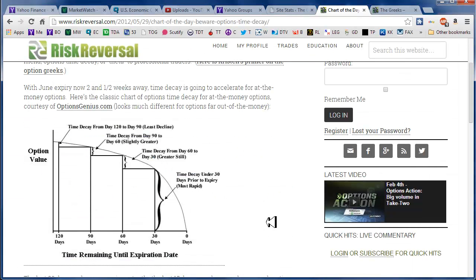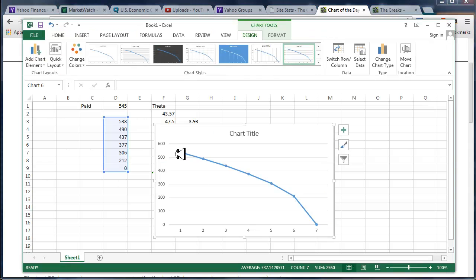Pretty much, anyway. So here we start out at this theoretical 538, and it's pretty much a straight line throughout the week until we get to Friday. Then we take a kind of a big hit on Friday, and then we lose everything at the end of the day on Friday.